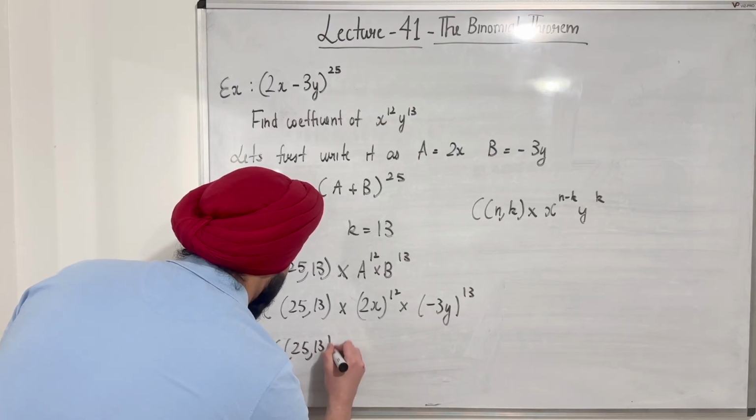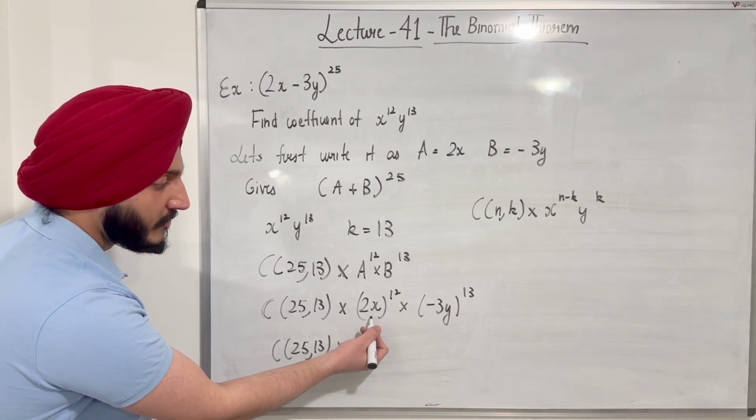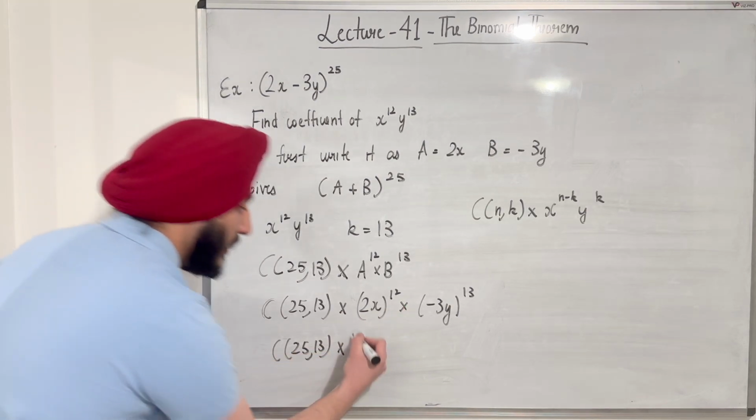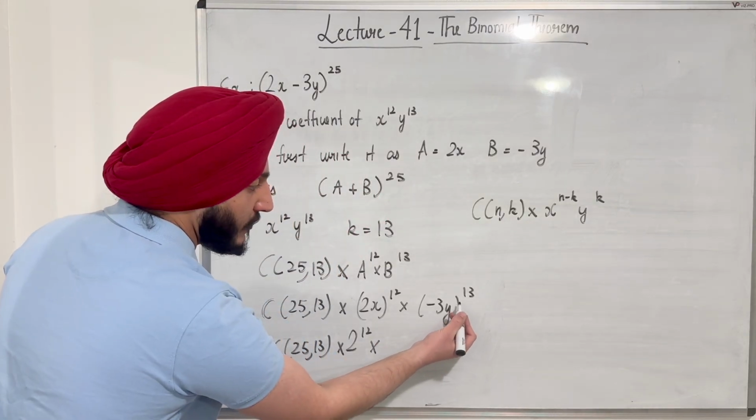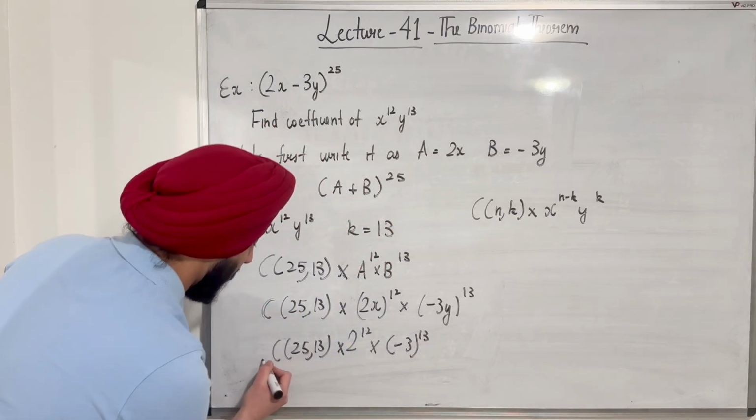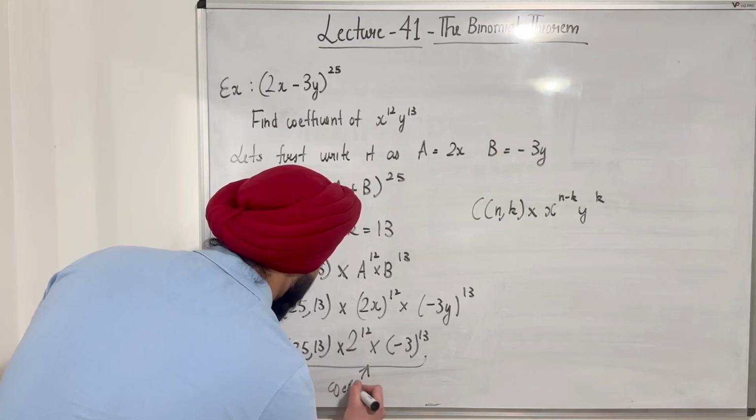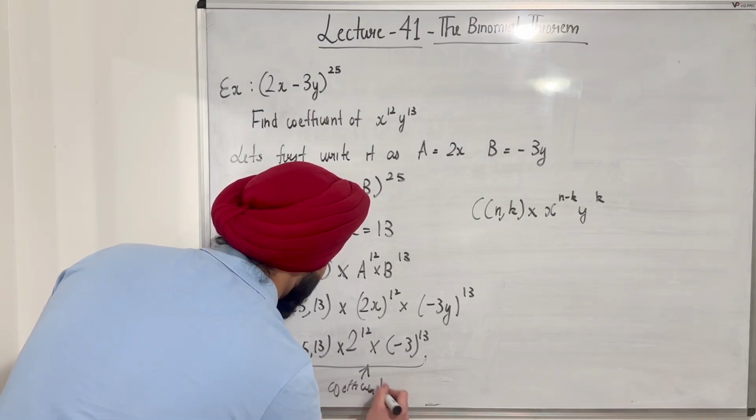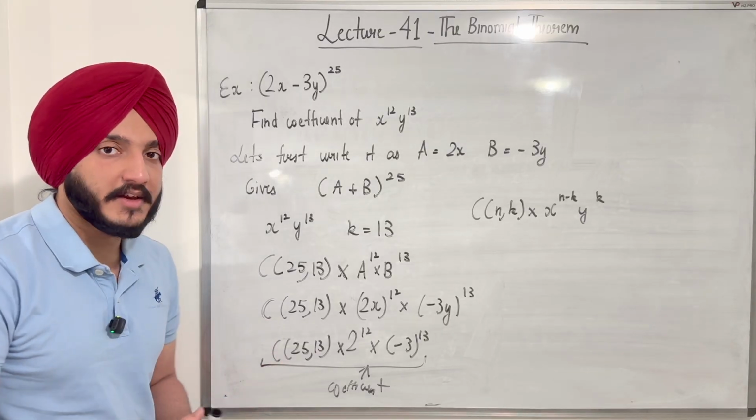C 25 13. Take the 2 out. So if we take the 2 out of this term, it would be 2 to the power of 12. That would give us 2 to the power of 12. And if you take the 3 out of this term, that would be minus 3 to the power of 13. And this would be your coefficient.